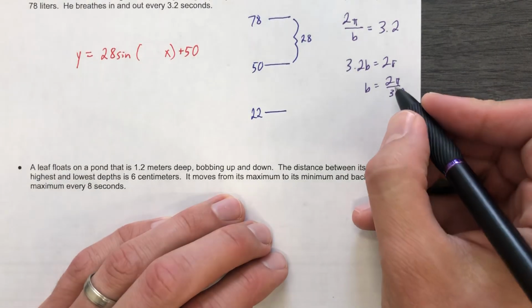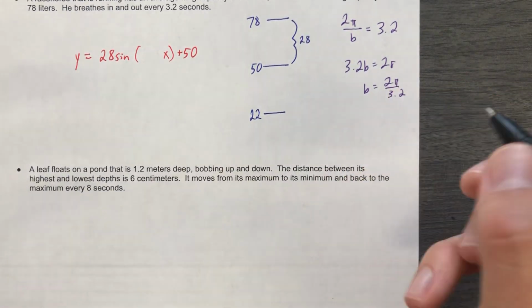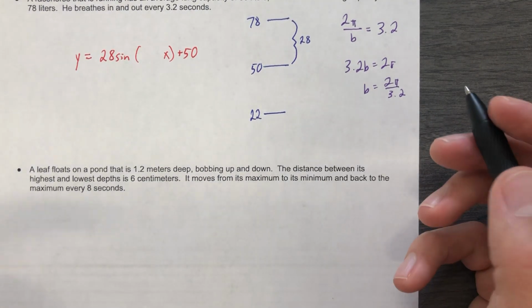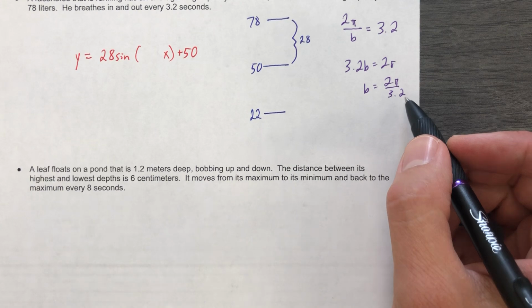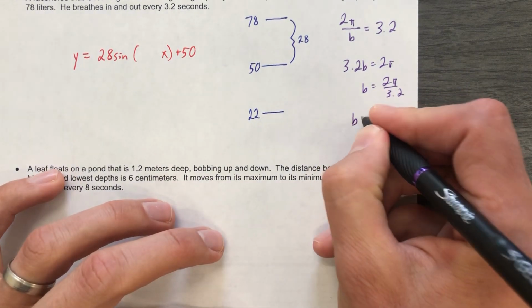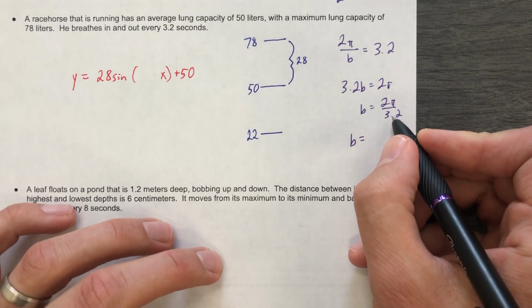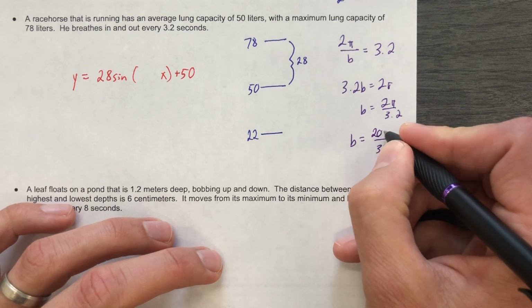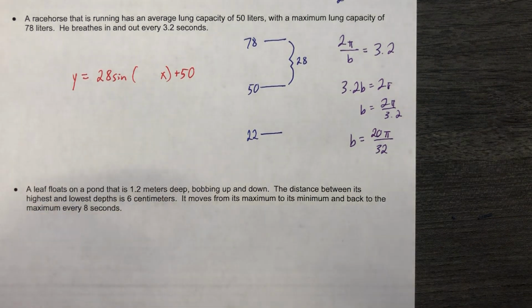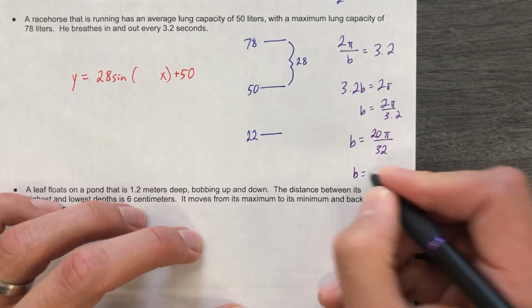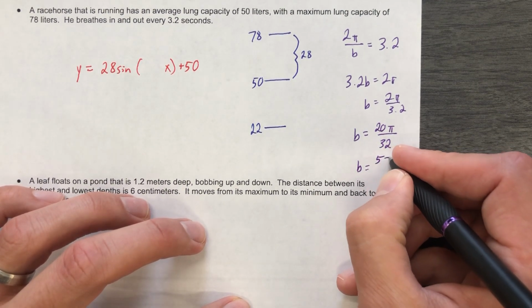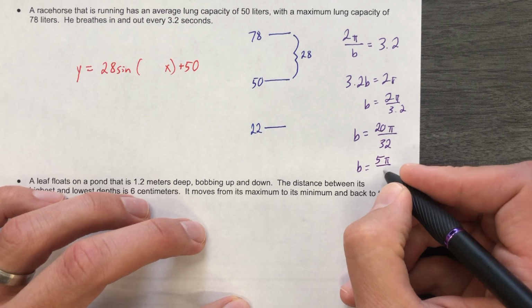Okay, we're going to have 2 pi over 3.2, and if you're like, man, that's a little sloppy, I agree. I really don't like the decimal inside the fraction. It's just making me angry. So we're going to change this a little bit. Let's get rid of the decimal by multiplying by 10. If you're going to do that in the denominator, you have to do it in the numerator. And we're also going to reduce, one more step. That is divisible by 4, and that is divisible by 4.